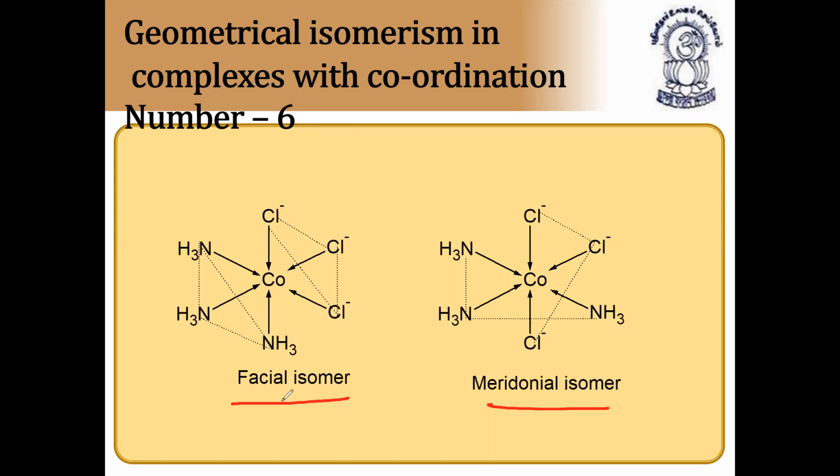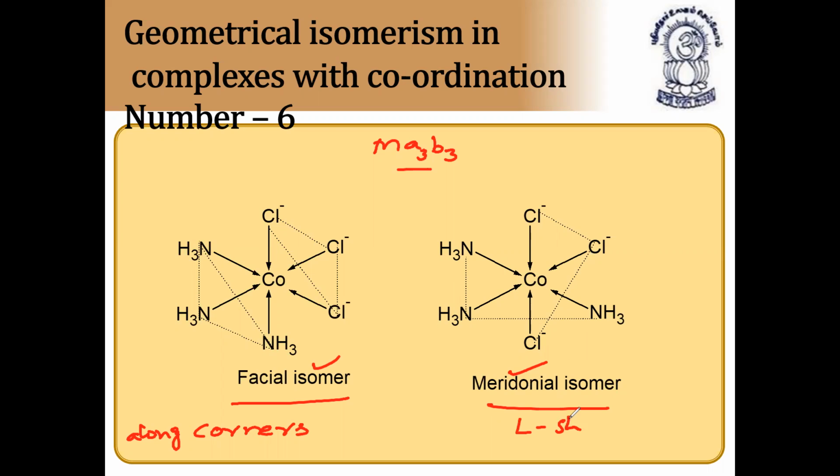So, an octahedral complex of type Ma3B3, having coordination number 6, will have not only cis and trans but also facial isomerism as well as meridional isomerism. If the 3 similar ligands are present along the corners, we say it is facial isomerism. Facial isomerism we have to see along the corners. And meridional isomerism is nothing but the L shape.